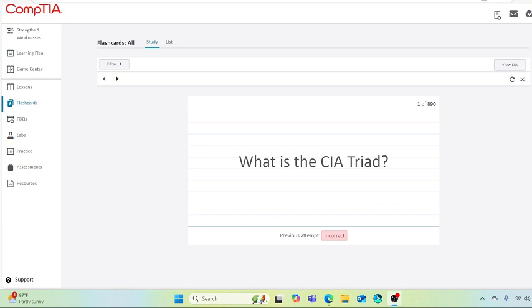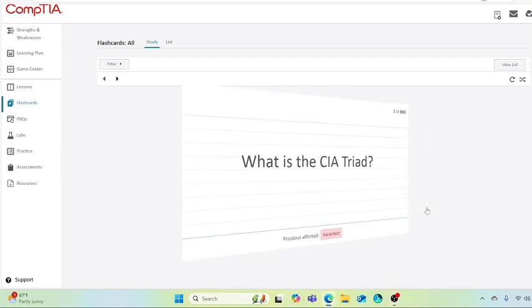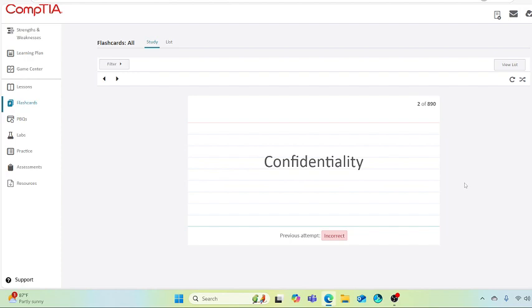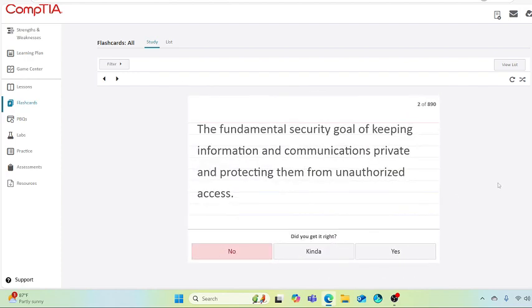What is the CIA triad? Three principles of security, control, and management, also known as the information security triad, also referred to in reverse order as the AIC triad. Confidentiality. The fundamental security goal of keeping information and communications private and protecting them from unauthorized access.